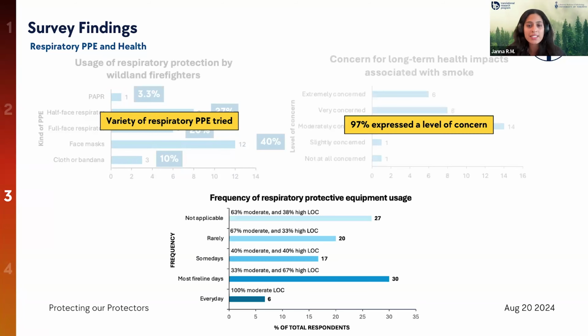Lastly, how frequently did the wildland firefighters wear respiratory PPE? This figure shows percent of respondents, where our data suggests that only 6% of wildland firefighters wore it every day, 30% wore it most fireline days, 17% wore it on some days, 20% rarely wore respiratory PPE, and 27% voted not applicable, meaning wearing respiratory PPE was not common or not provided.